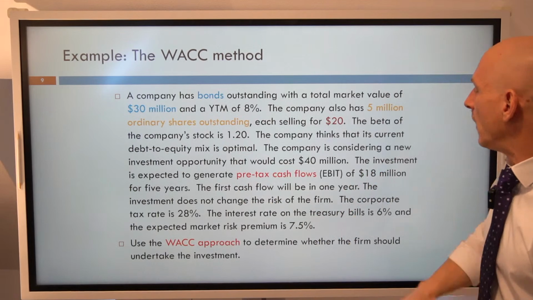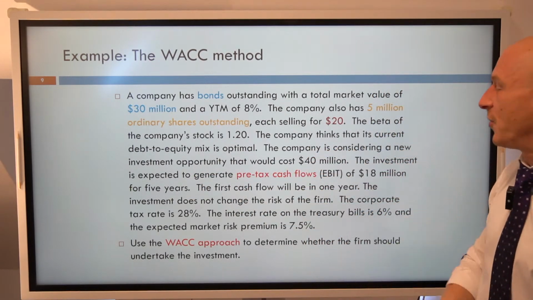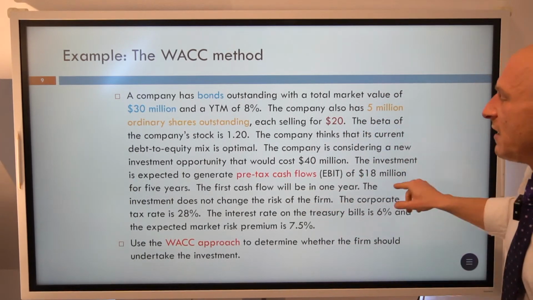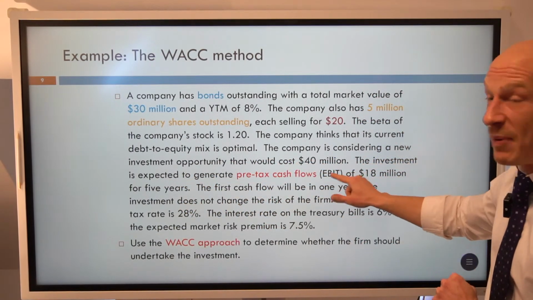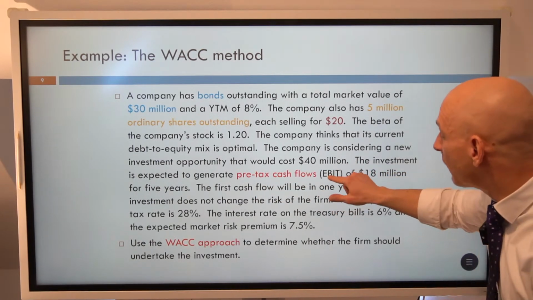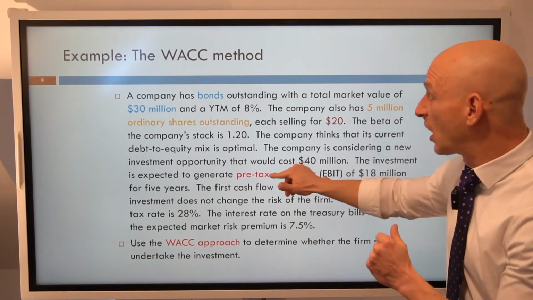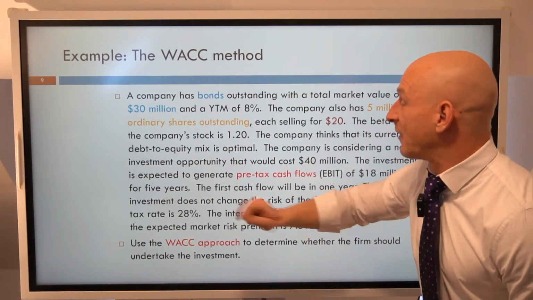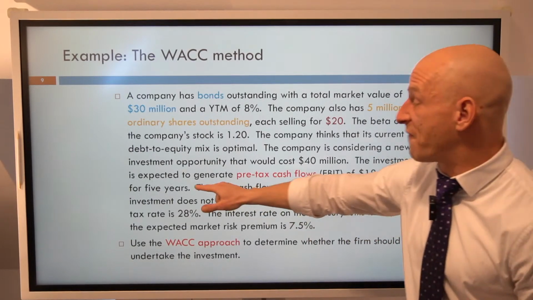Nice. Okay. The company is considering a new investment opportunity that would cost $40 million. So that would be some sort of startup costs, initial investment. The investment is expected to generate pre-tax cash flows, so EBIT. EBIT means earnings before interest and taxes, so before taxes. So clearly it's pre-tax. We have not paid the taxes yet. The firm expects to generate pre-tax cash flows of $18 million for 5 years.